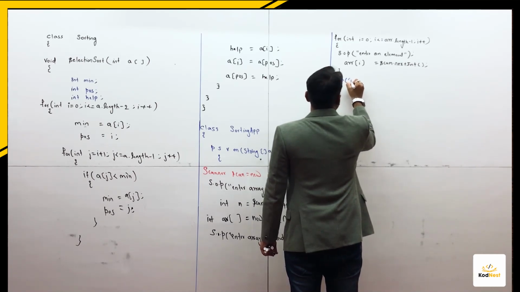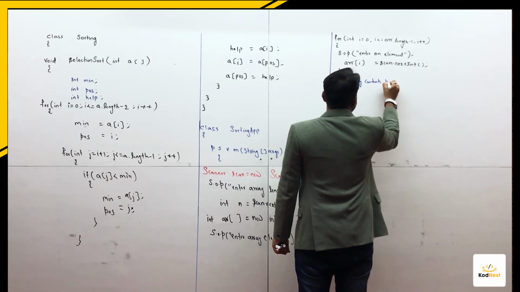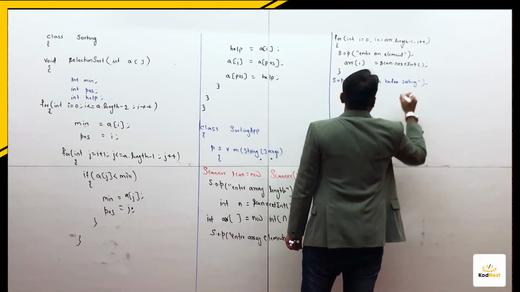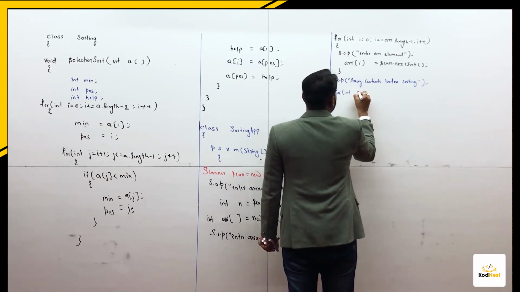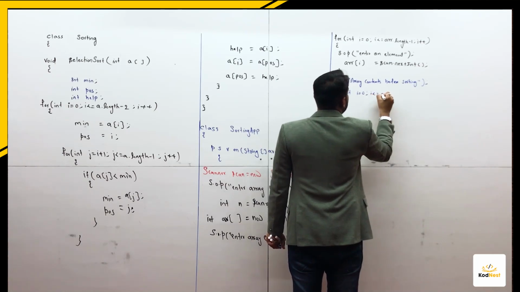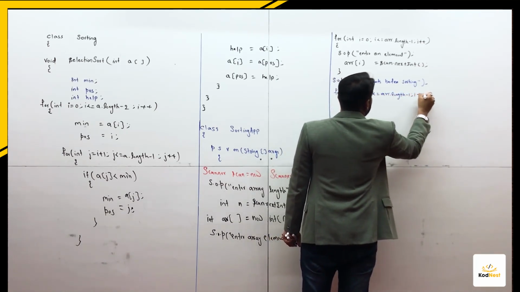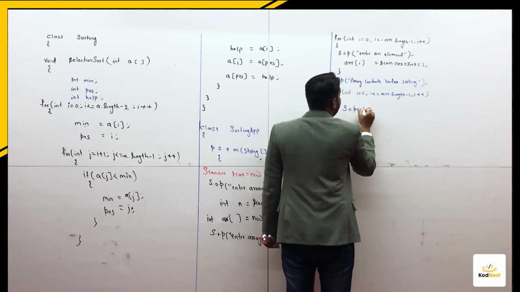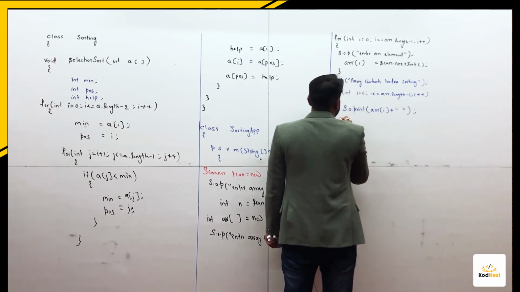System.out.println "array contents before sorting." How is it? Like this. Start printing from the 0th index, go until array.length - 1, i plus plus. Every time, System.out.print what to print: array of i plus one space.